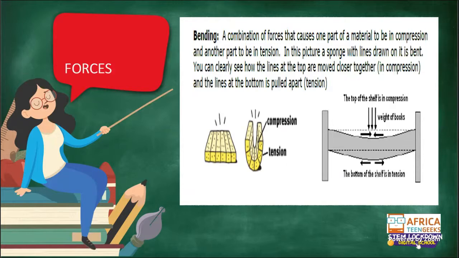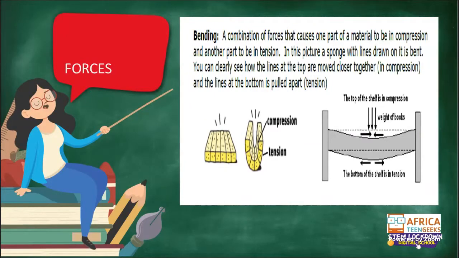Now we can even also look at this diagram. The top of a shelf is in compression. In our various homes, if you have a shelf where you put your books, sometimes if the books are heavy, you experience this thing. The weight of the books will make the object sag a bit. That is what? Compression. But you see that the bottom of the shelf is in tension because it's being what?